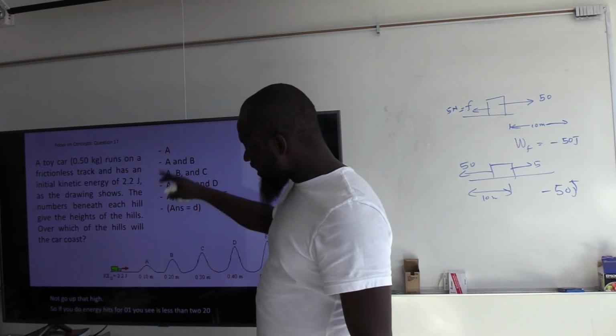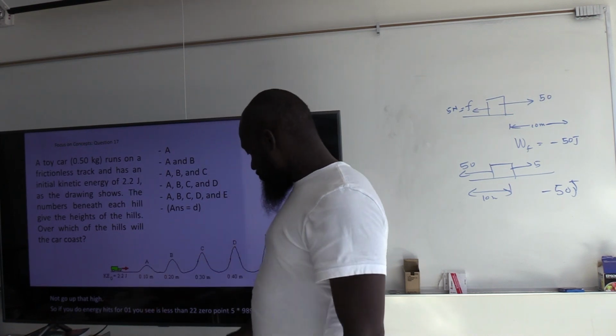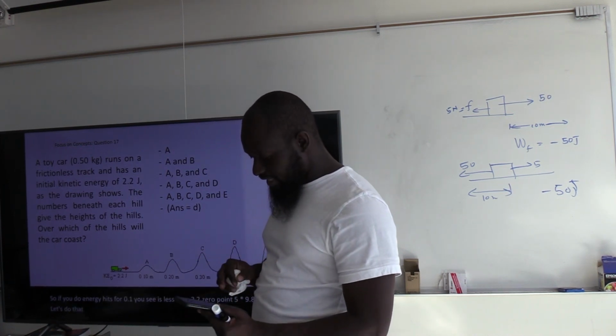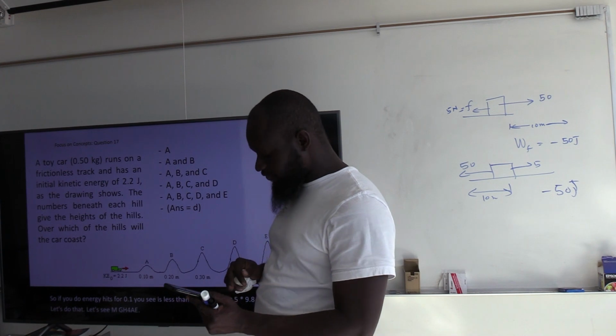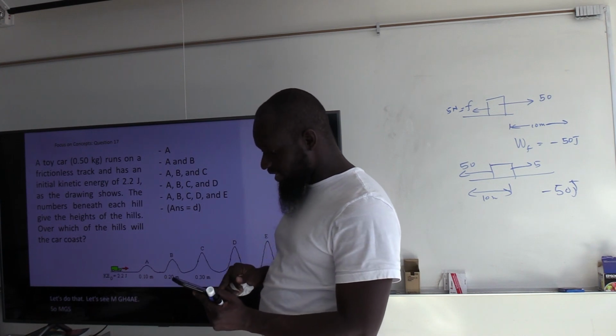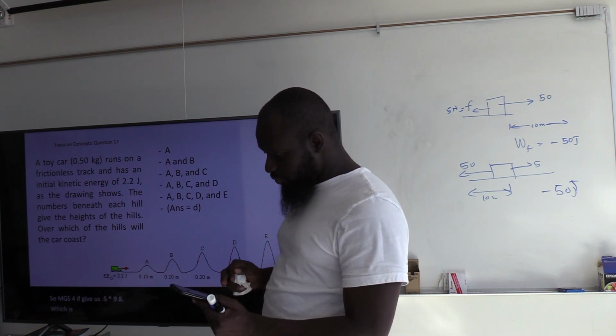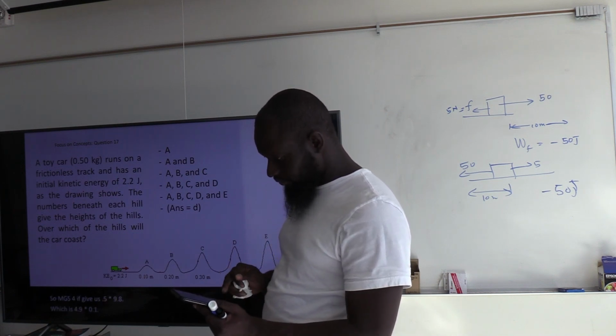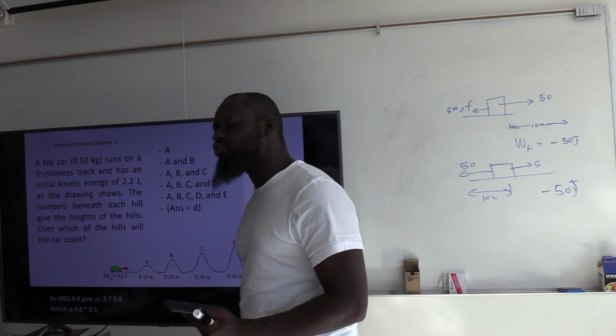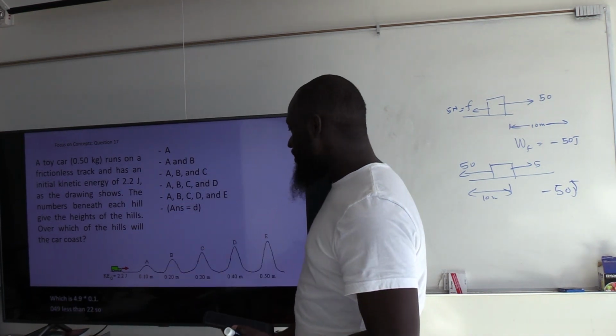0.5 times 9.8 times 0.1. Let's do that. Let's see mgh for A. So mgh for A will give us 0.5 times 9.8, which is 4.9, times 0.1, 0.49, which is less than 2.2. So he will pass through A.